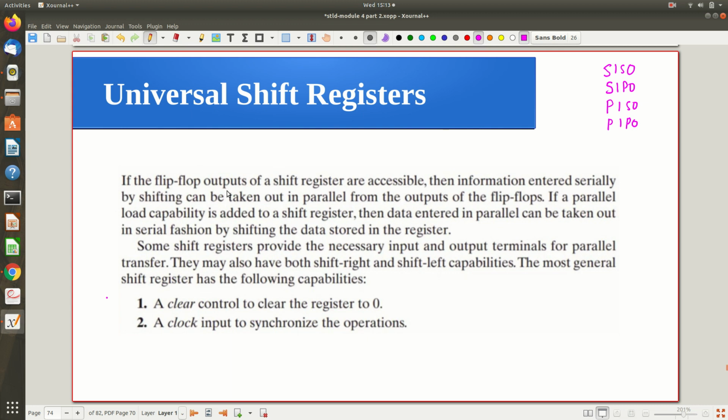That is the theoretical concept, which I have just taken from the textbook. If the flip-flop outputs of a shift register are accessible, then information entered serially by shifting can be taken out in parallel form from the outputs of the flip-flops. If parallel load capabilities are added, all those things are explained there.